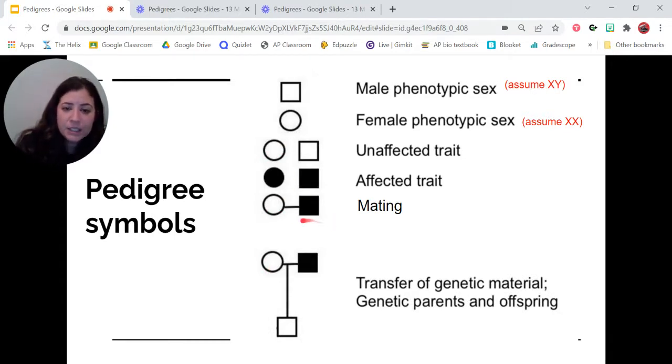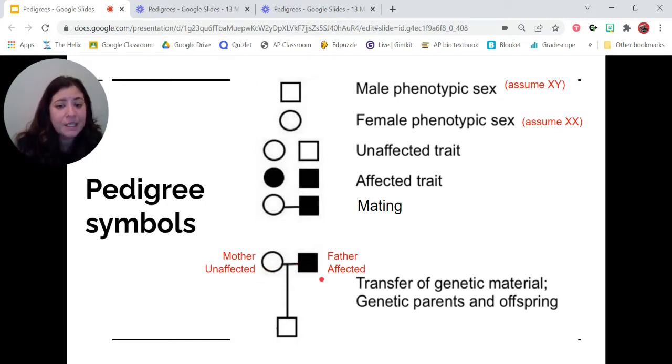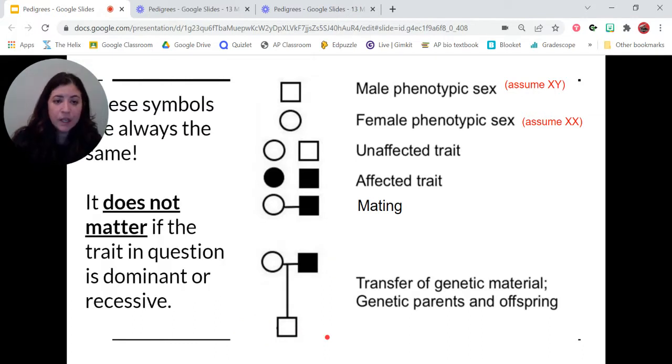And then to look at the family relationships, we use a line that's connecting two people to show a mating, meaning that those people have had children. And then the line coming down would be showing a son made by this mating. So in this case, we would have an unaffected mother, mother because she's a circle, and unaffected because it's open, an affected father, and then they mate, meaning they have kids, and one of those kids is an unaffected son.